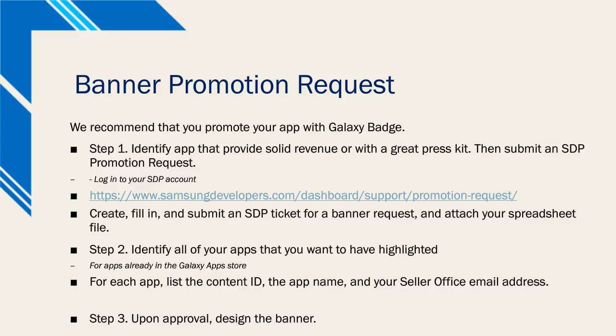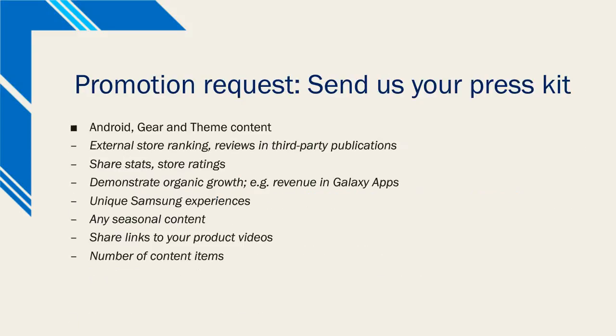This is what you can include in your press kit. If your app is not available in Galaxy, or if your app is available in other stores, you can provide the store ranking, share the stats or store ranking, and demonstrate organic growth. So these are the things that you can include in your press kit.